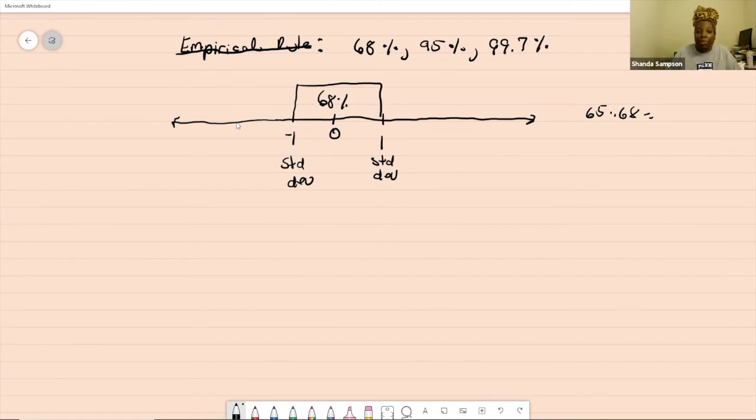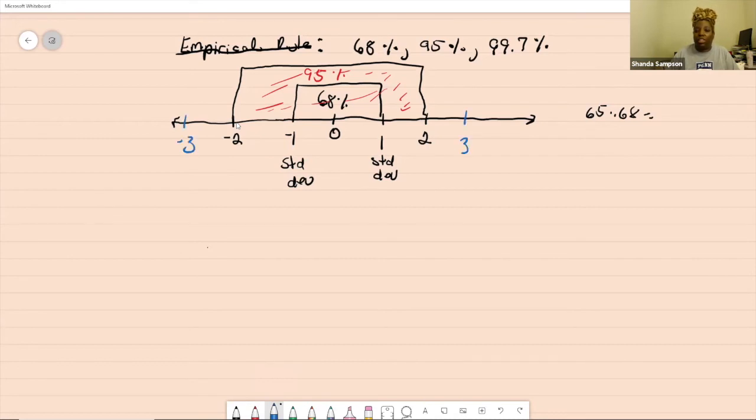Now, 95% of the data is going to fall within 2 standard deviations of the mean. And 99.7% of the data, so most of your data, is going to fall within 3 standard deviations from the mean. So that's the empirical rule. How many standard deviations away from the mean will your data fall? 1 standard deviation is 68%, 2 standard deviations is 95%, and 3 standard deviations is 99.7%.